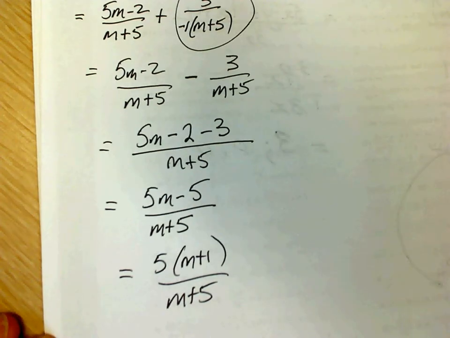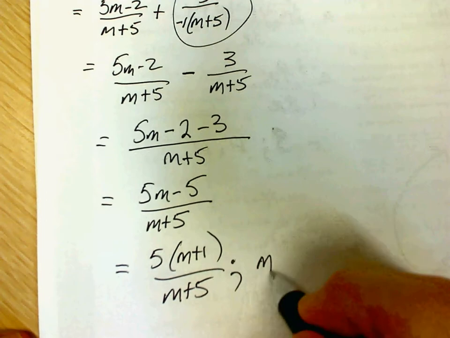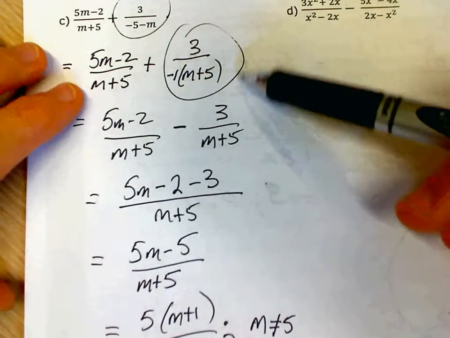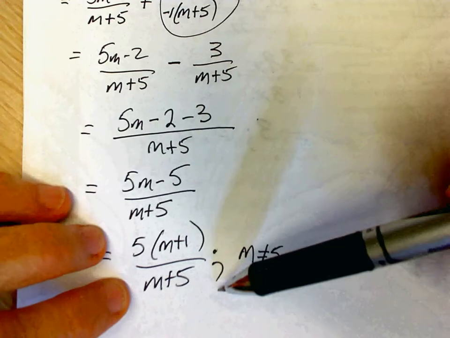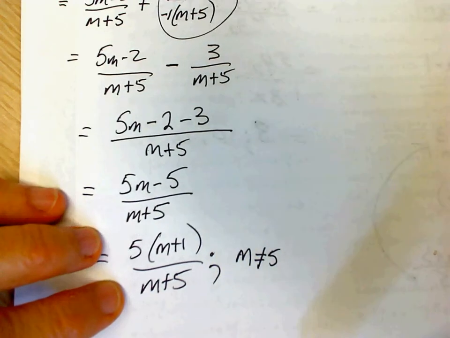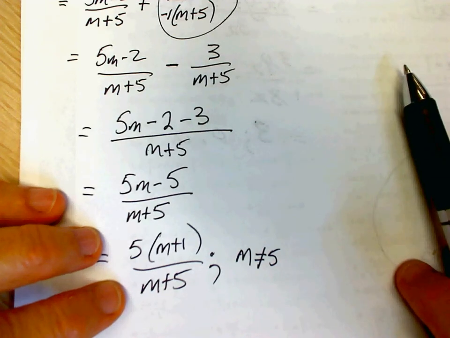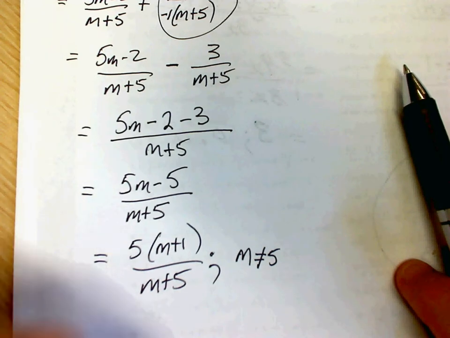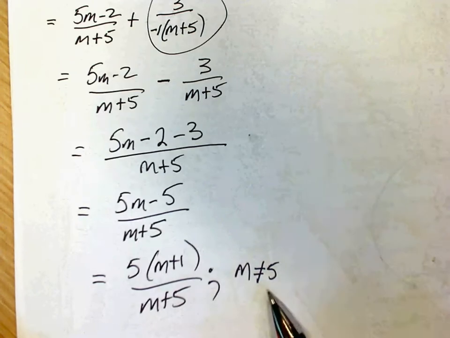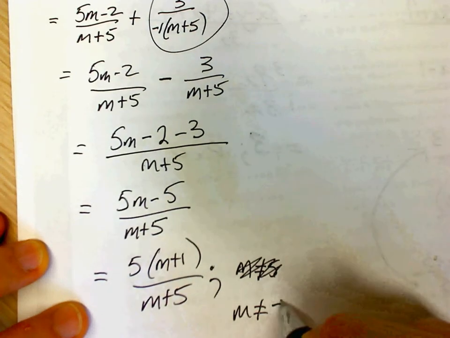Restrictions? What do you think? Perfect. Can I explain anything better? Anything at all? Negative 5, you're right. M cannot be negative 5.